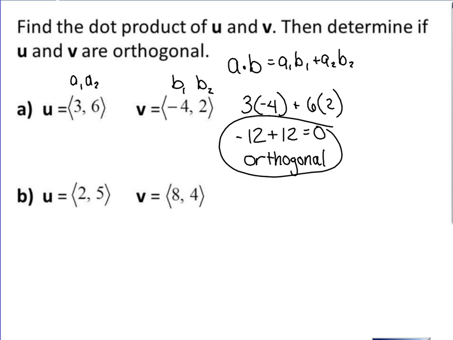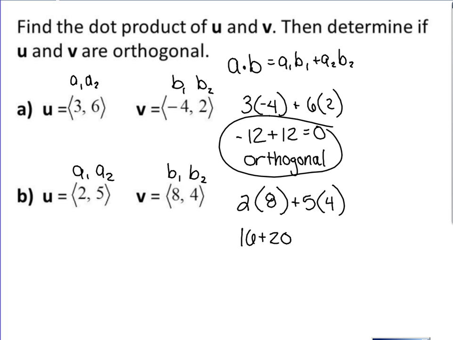On the next one, this is our A1, A2, B1, B2. So we're going to do 2 times 8 plus 5 times 4, or 16 plus 20, which is 36. So this is not orthogonal.